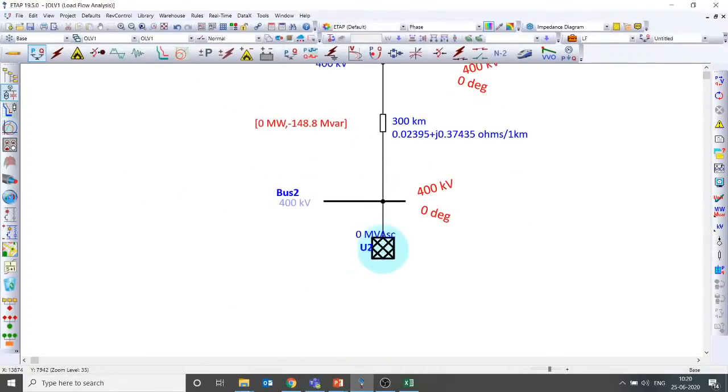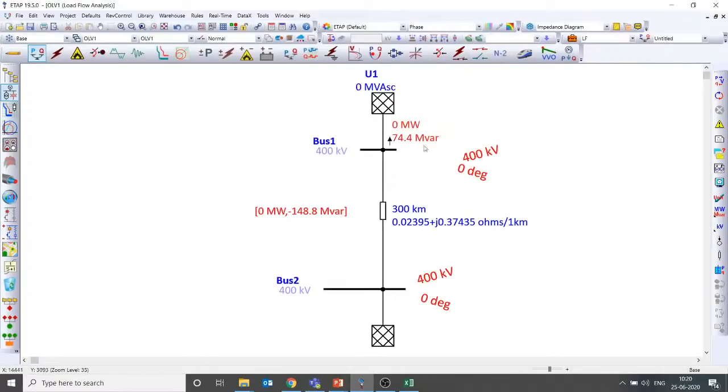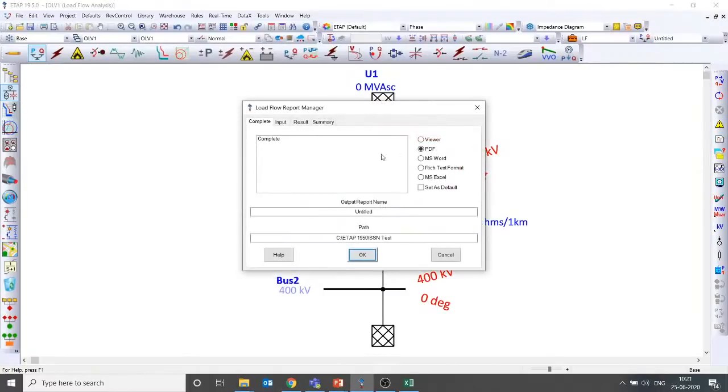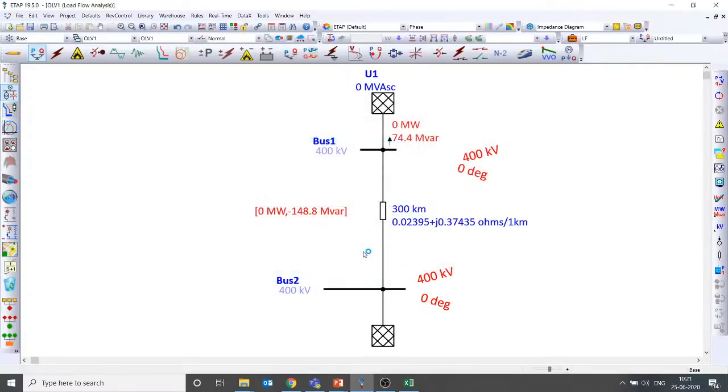Somebody has asked the question: is it possible to run multiple slack buses? Yes, it is possible. So I have two slack buses now in the system. Previously, without this grid, bus 1 was a swing bus, whereas bus 2 was a load bus. But now bus 1 and bus 2 both are swing buses. If you are still not confident in my words, I will show you the report. We have two buses in our system, and both the buses are swing buses.